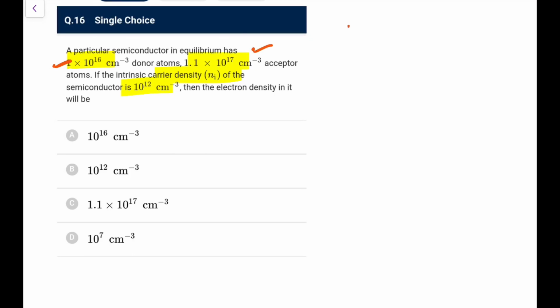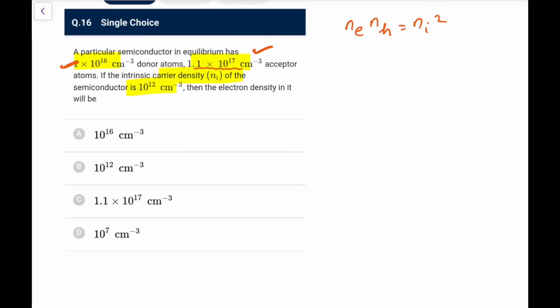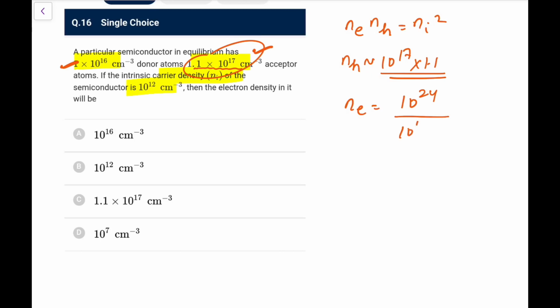First of all, whatever happens, I know Ne into Nh has to be equal to Ni square, that is for sure. Generally such type of doping is seldom seen, but I will go for the dominating one. I'll take Nh to be approximately 10 to the power 17 into 1.1, so that Ne would be Ni square, that is 10 to the power 24 upon 10 to the power 17 into 1.1, approximately of the order of 10 to the power 7. The options are far away, so I'll clearly go for option D here.